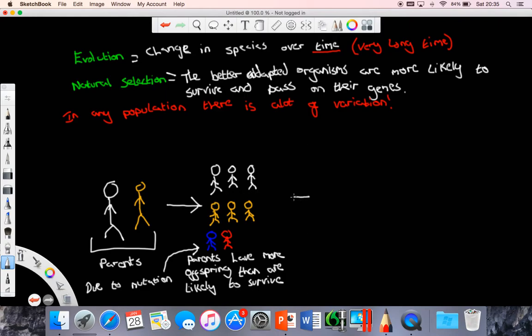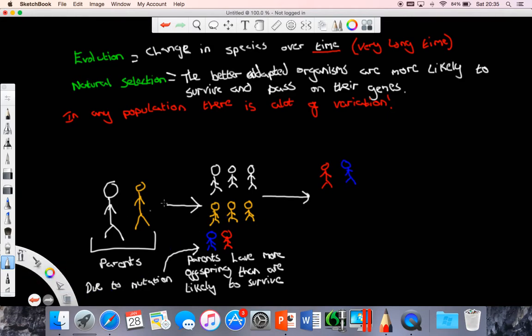Now, I want you to suppose that over many generations, these organisms have reproduced, passed on their genes to other generations, including the red and blue ones. I want you to imagine that there's a change in the environment. And this change in the environment means that only red and blue stick men survive. So we need a red one, like so, and we need a blue one, like so.